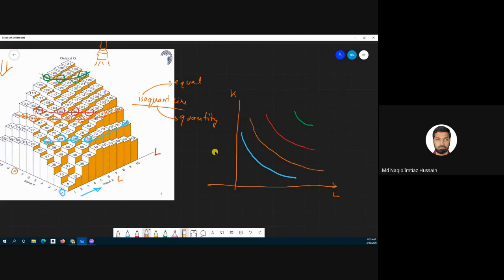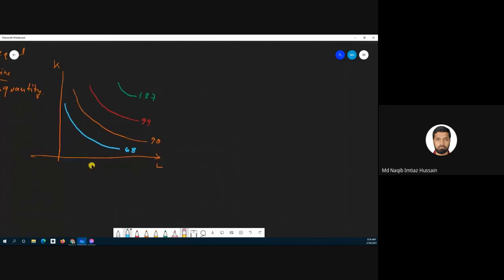আচ্ছা, now let's write these. Let's say you are at 90. Okay, and for this one you had 99, and for the green line you had 127, and this blue cyan one was 68. ঠিক আছে, ফলো করতে পারছো সবাই?